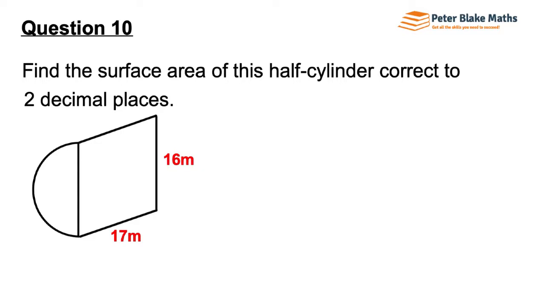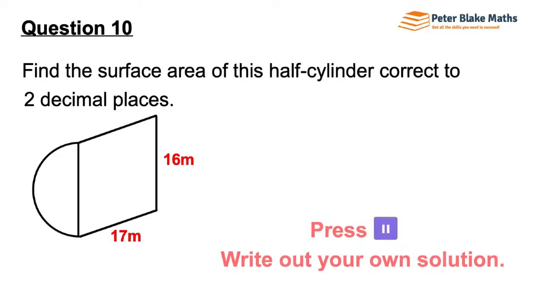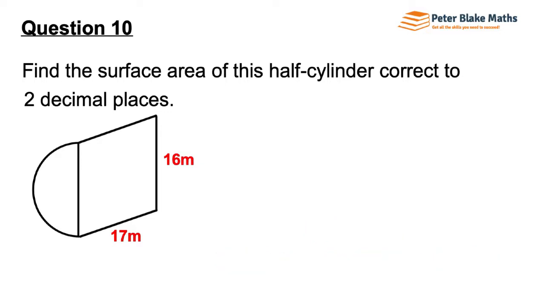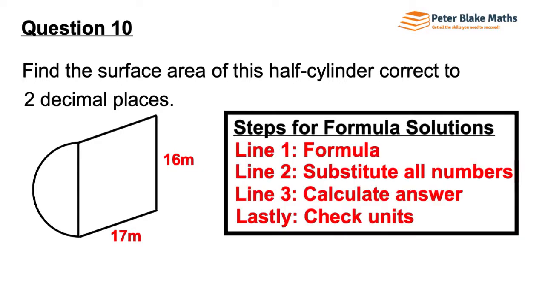Question 10. Find the surface area of this half cylinder, correct to 2 decimal places. We'll have a formula on the top line, and we'll substitute any numbers in straight underneath. We'll calculate our answer and check that our units are appropriate.